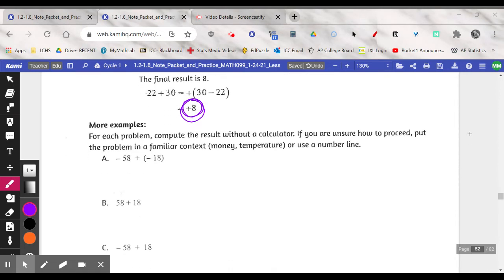So for each problem, we're going to compute the result without a calculator. If you are unsure how to proceed, put the problem in a familiar context such as money or temperature. One thing I want to note is during our notes and during our lesson, I do want you guys to be able to understand how to add and subtract positive and negative numbers without a calculator. But on your quiz and test, you can use a calculator.